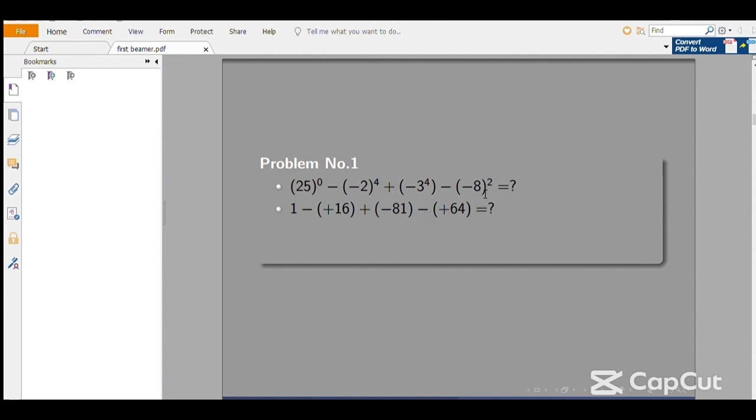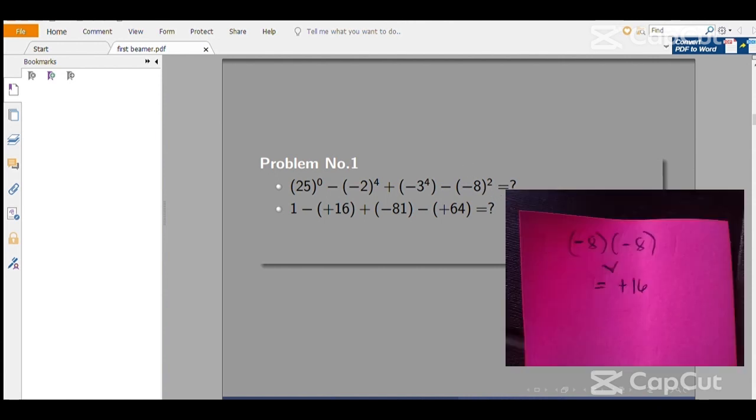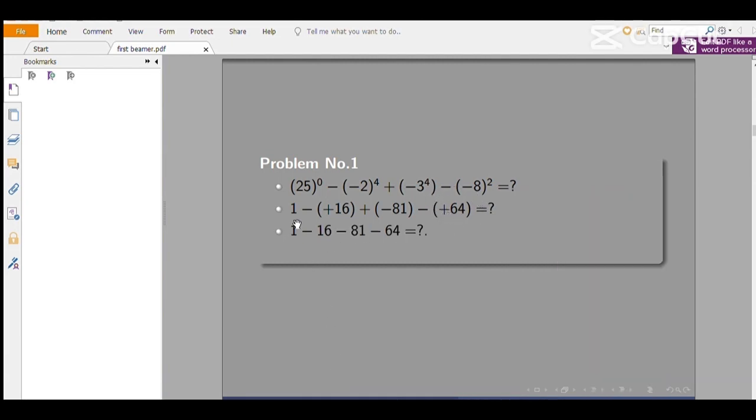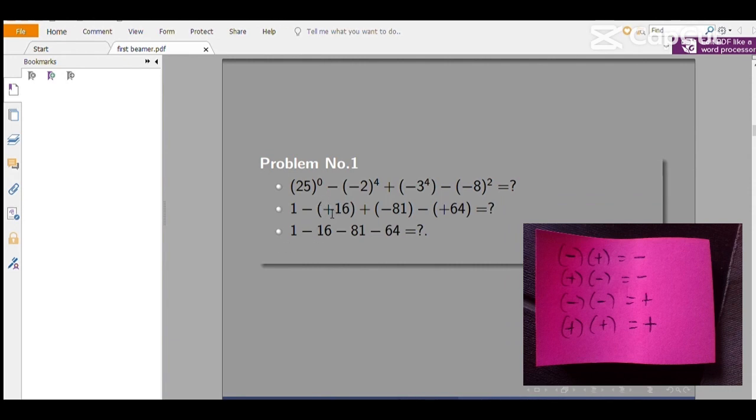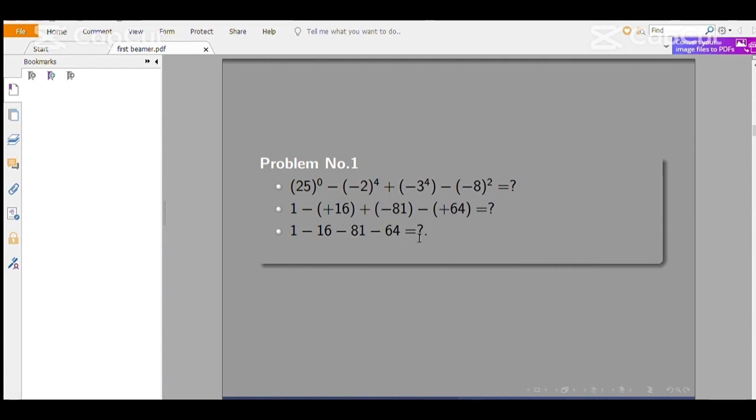power of 2, and since the power is outside the parenthesis, we are going to multiply -8 to itself 2 times. Now, -8 times -8 equals +64. Now, we are going to copy 1, then negative times positive equals negative, so -16, and then we are going to multiply positive times negative, which equals negative, so this will be -81, and then -64.